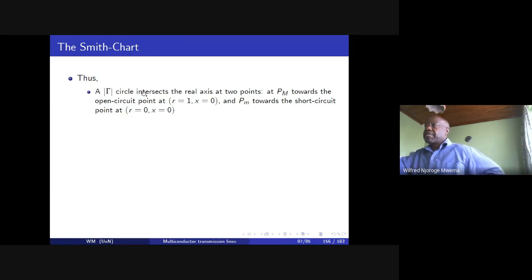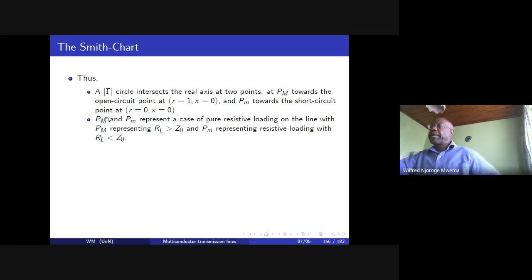A gamma circle will always intersect the real axis at two points. One is at a point PM towards the open circuit point, that is R equal to 1 and X equal to 0, to the right of the origin, and a point P small m towards the short circuit point at R equal to 0 and X equal to 0, to the left of the origin of the gamma circles. So it will always cross the real axis at two points.